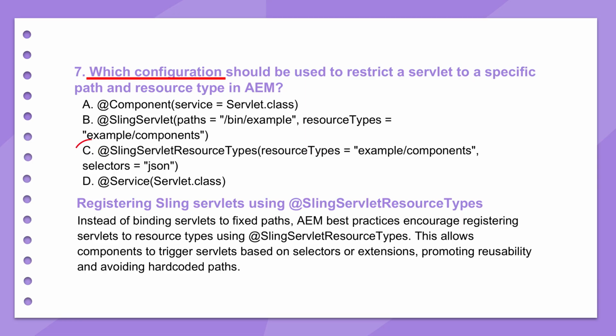So instead of just "this servlet lives at /bin/myservlet," you're saying this servlet handles requests for this type of component, maybe asking for JSON. That makes a lot of sense organizationally. Yeah, it does. Okay, what about the other options? A and D are @Component with service = Servlet.class and @Service with Servlet.class. They seem more general. And B is @SlingServlet, with resourceTypes = example components.